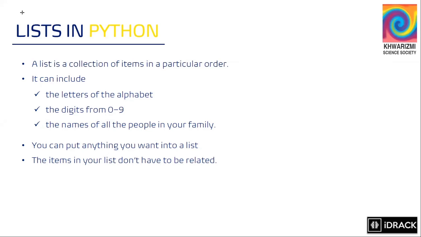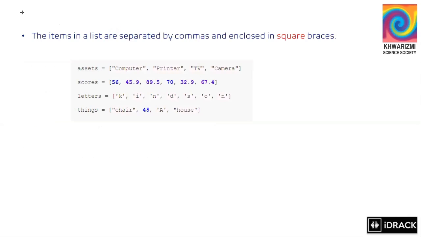So lists essentially, like I said, was a collection of items in a particular order. And it can include any number of letters of the alphabet. It can include digits. It can include, for example, the names of all the people in your family, the names of colors, fruits, vegetables, anything really. It can be a mix as well. So it doesn't have to be just names. It can be a mix of numbers and names and a combination of the two. So you can put down anything you want in a list, and the items in the list do not need to be related. So there is no condition of them to be related in any way.